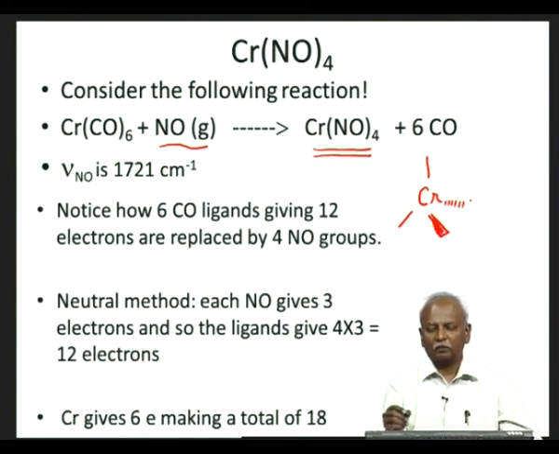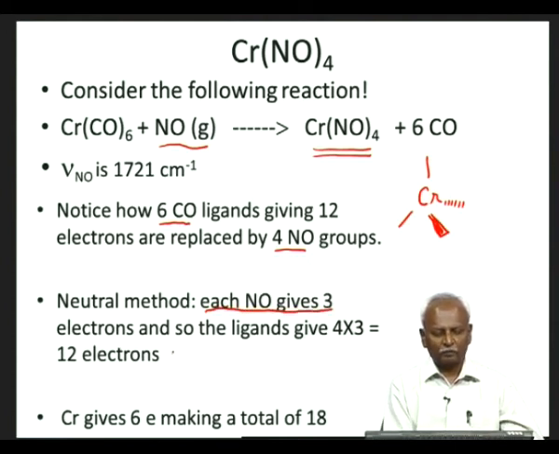to the structure of nickel tetracarbonyl. That is exactly what we have for the chromium tetranitrosyl complex. Notice how we have replaced 6 carbonyl ligands with 4 nitric oxide groups. So, if 6 carbon monoxide ligands are giving 12 electrons, 4 nitric oxide ligands must also be giving 12 electrons. So, that is exactly what we do in the neutral method. We say that each nitric oxide gives 3 electrons.